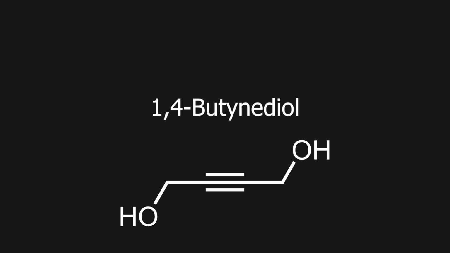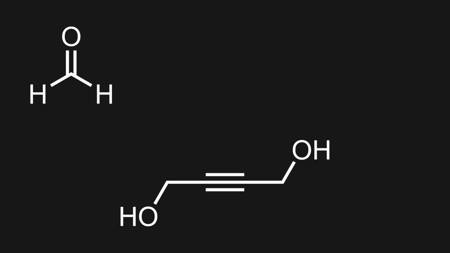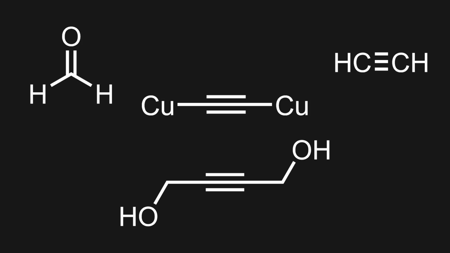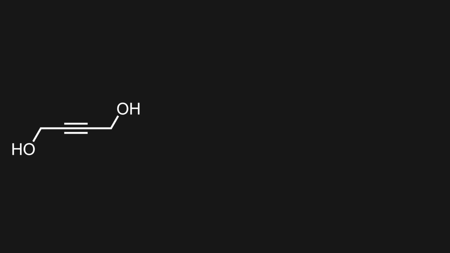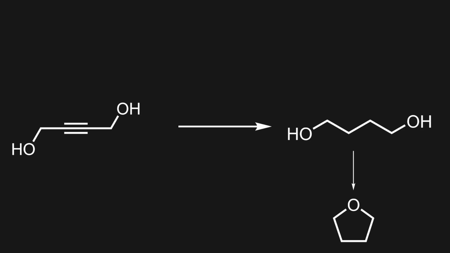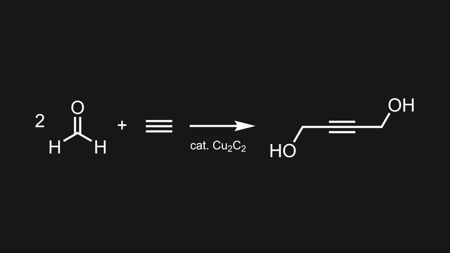So for this video, I want to show some chemistry with acetylene, specifically in making 1,4-butynediol, which is industrially made with only formaldehyde and acetylene, using copper acetylide as the catalyst. It is then often hydrogenated to 1,4-butanediol, which is used to make THF and polymers, among other things of course. Anyhow, it just looks like a cool and unique reaction, and I just wanted to try it. So let's get started with making the catalyst first.